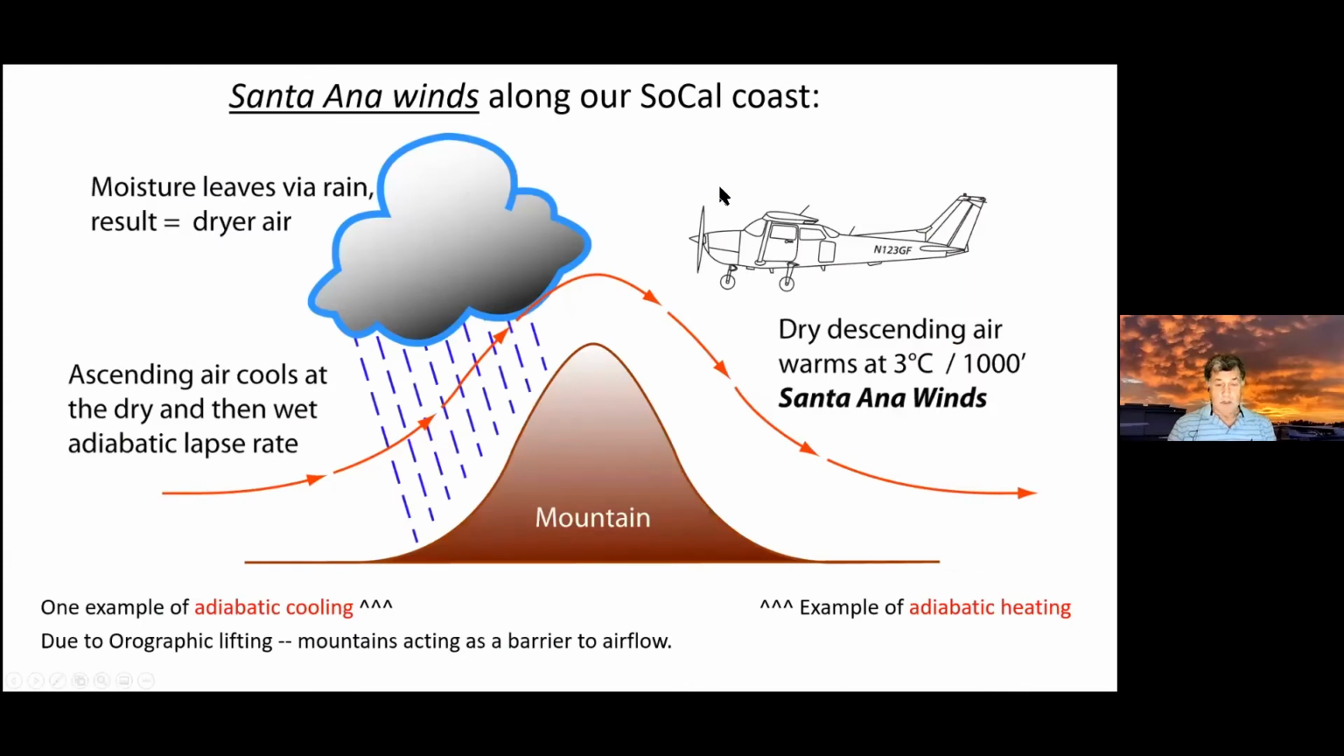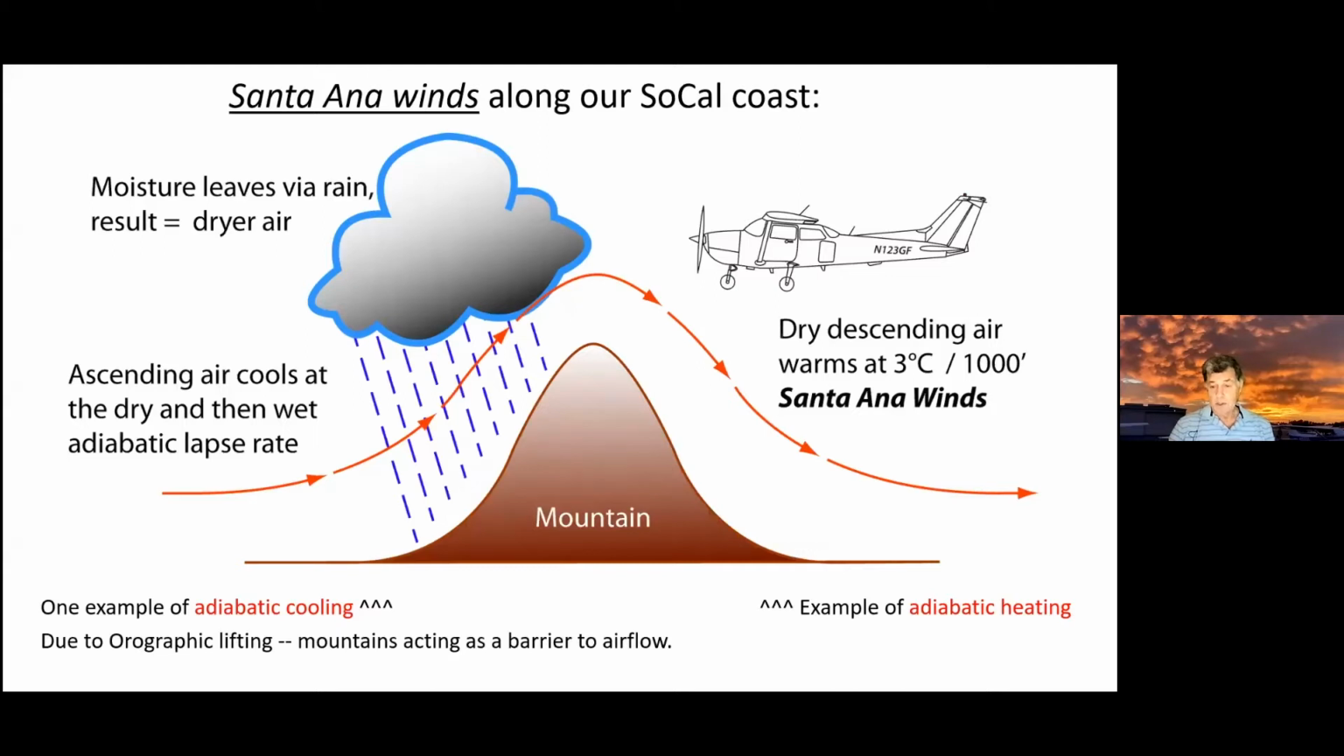Here's an example of what we call orographic lifting. This is terrain causing a similar type of function here. We have adiabatic cooling on one side of the mountain and then adiabatic heating on the other side. So this is typical of our Santa Ana winds. That's kind of unique here to our coast.